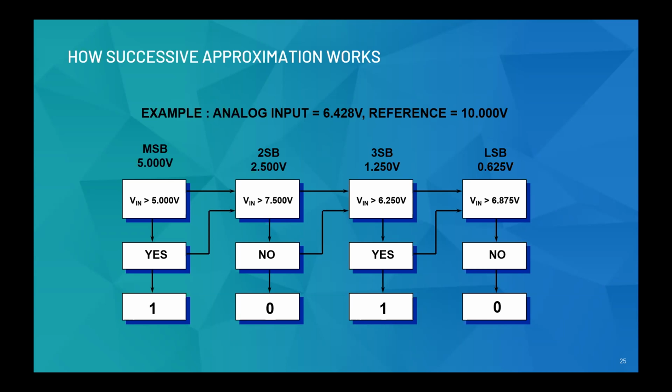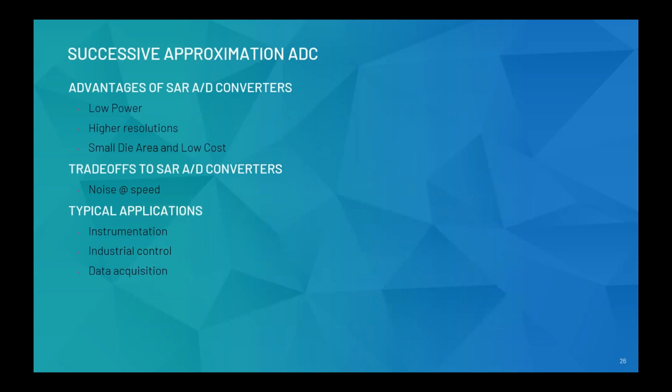If we go to the advantages, it would definitely be low power, and high resolution, though you can do it at the cost of time. Then small die area and low cost. The trade-offs are again noise at speed. What is the speed you want? How many bits you want at the output, and at what speed, is a required trade-off there.